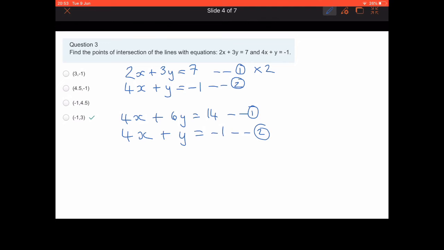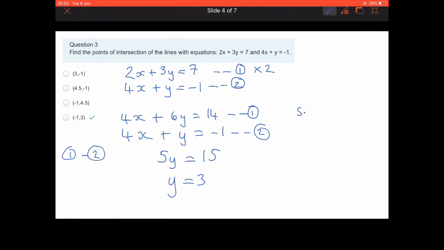What I'm going to do here is equation 1 subtract equation 2. So 4x subtract 4x will cancel out. 6y subtract 1y will leave us with 5y. 14 subtract negative 1 leaves us with 15. 5y is equal to 15, so y must be equal to 3.